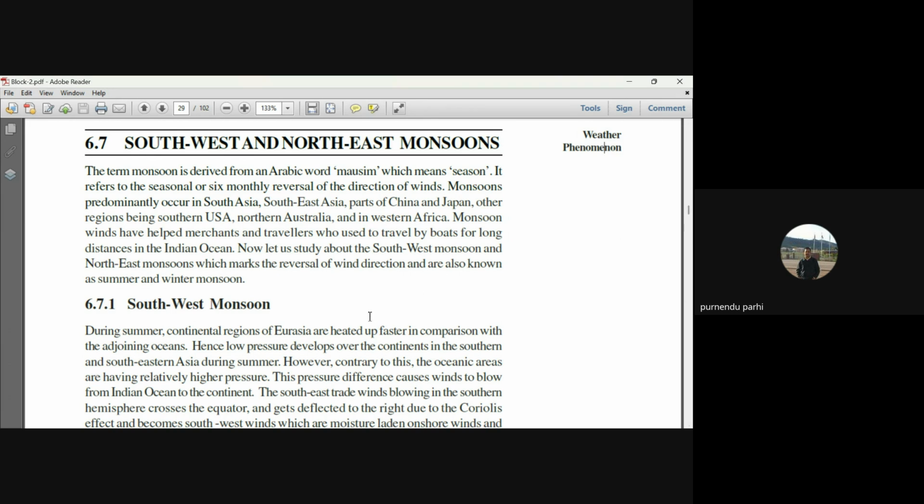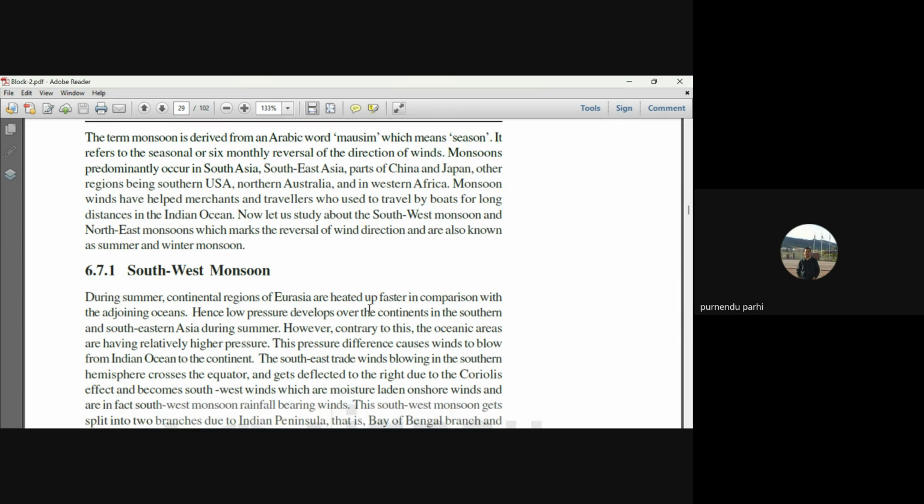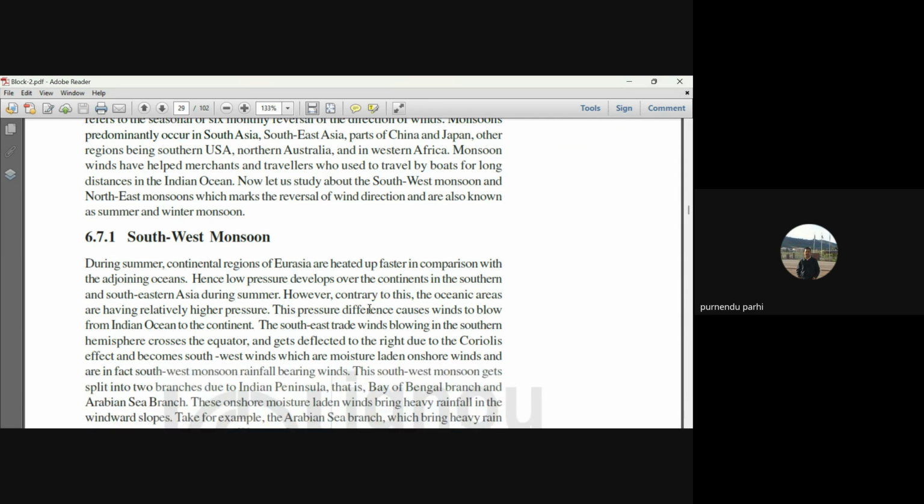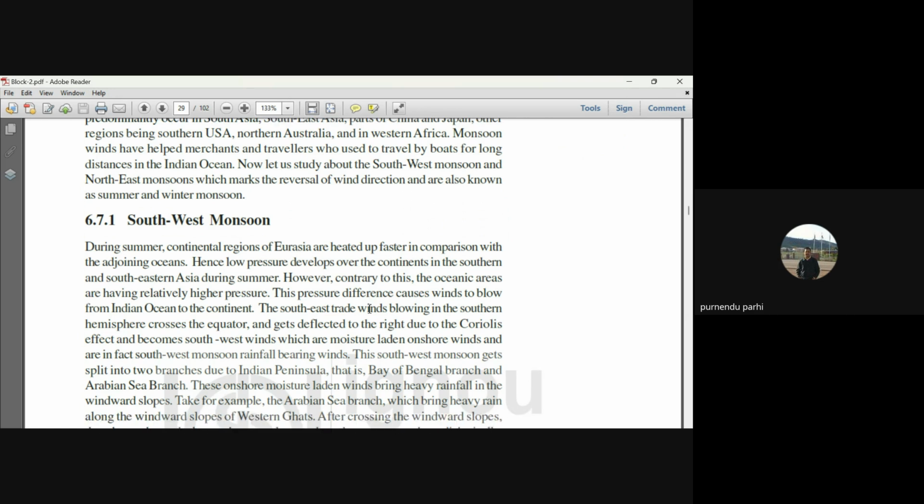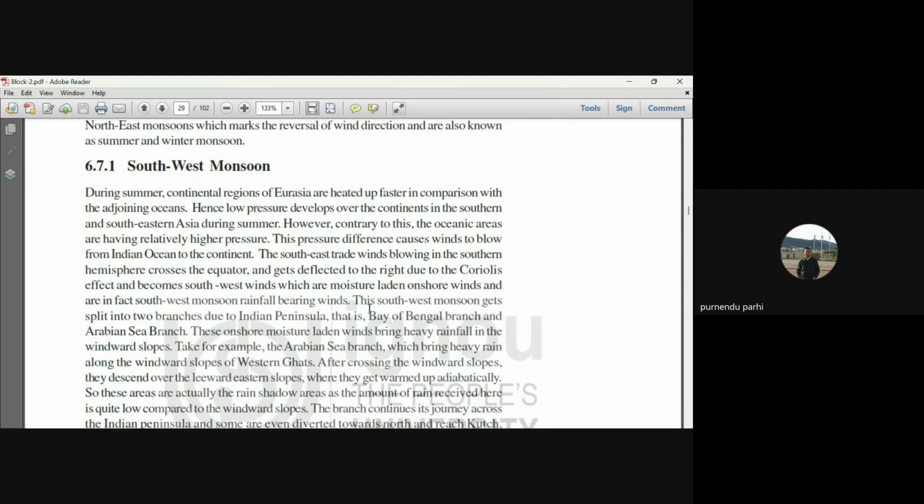The southeast trade winds blowing in the southern hemisphere cross the equator and get deflected to the right due to the Coriolis effect and become southwest winds, which are moisture-laden onshore winds and are in fact the southwest monsoon rainfall-bearing winds. The southwest monsoon gets split into two branches due to the Indian Peninsula, that is, the Bay of Bengal branch and the Arabian Sea branch.